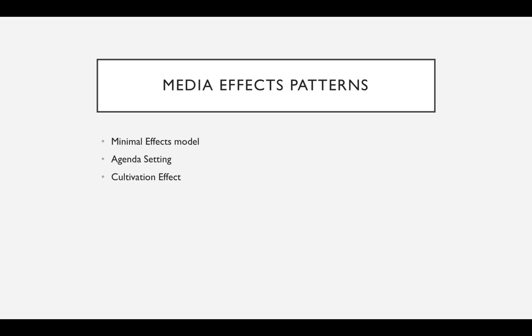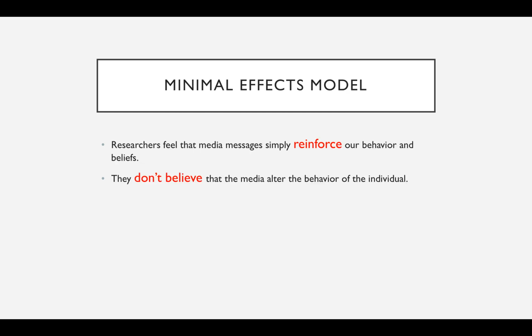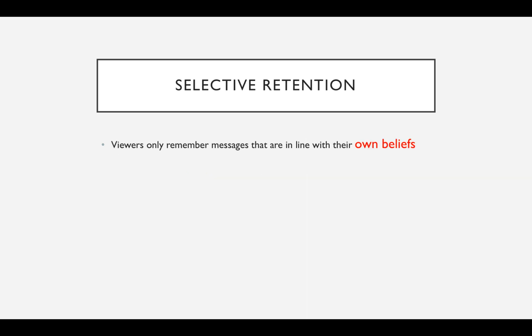With all the research that's been done in the area of media effects, it would make sense that patterns would occasionally appear. So in this video, we're going to take a look over three of the most significant ones: minimal effects model, agenda setting, and cultivation effect. The minimal effects model works in the fact that researchers feel that media messages simply reinforce our behavior and beliefs. So they assume that media have a minimal effect on the audience. They don't believe that the media alter the behavior of an individual because the values and beliefs of an individual have already been formed, and the media would not necessarily change them.